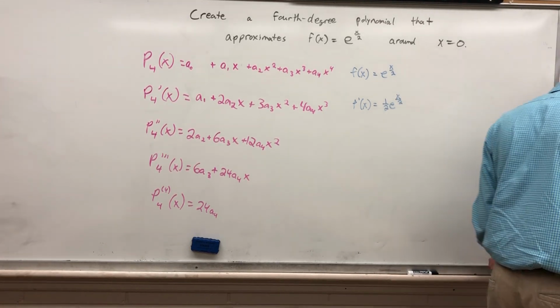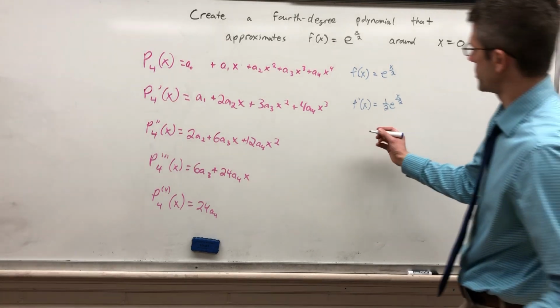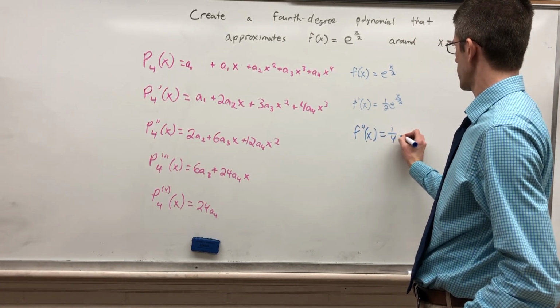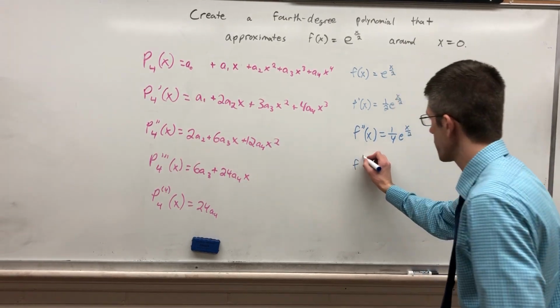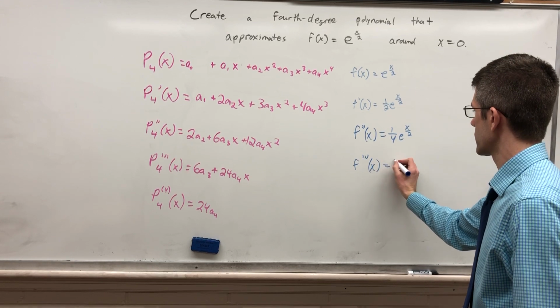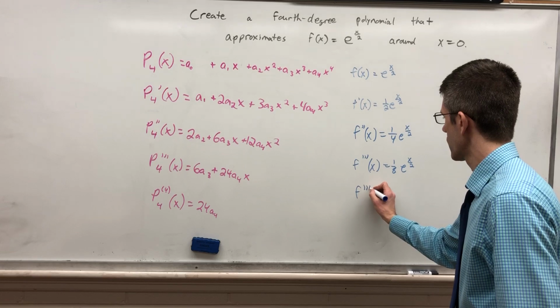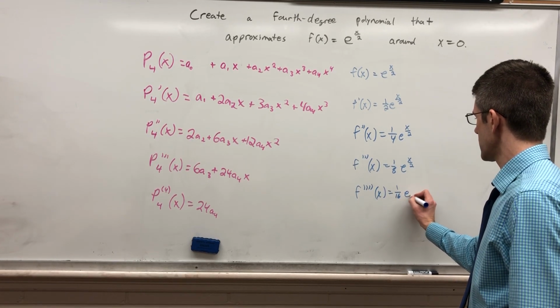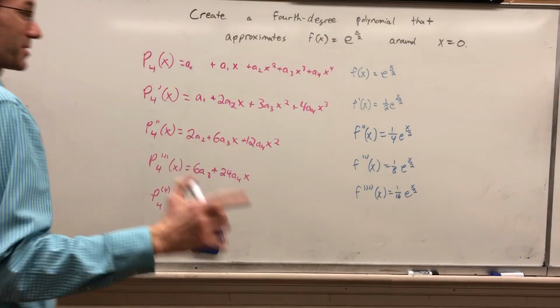This blue marker is dying, so we're going to grab another one. So we have f double prime equal to 1/4 e to the x over 2. F triple prime is equal to 1/8 e to the x over 2. And f quadruple prime equals 1/16 e to the x over 2. Okay, so here's where this is going.